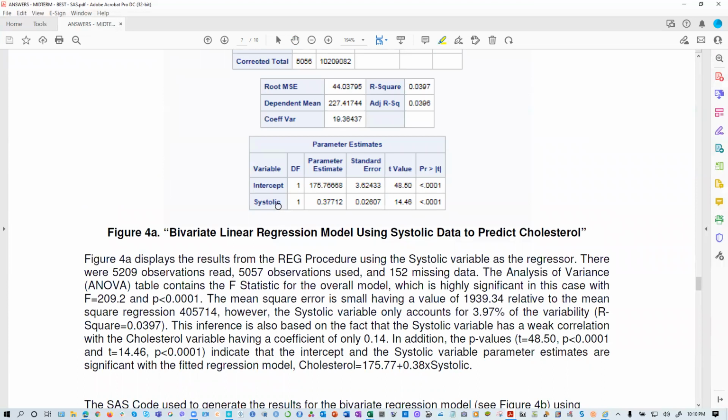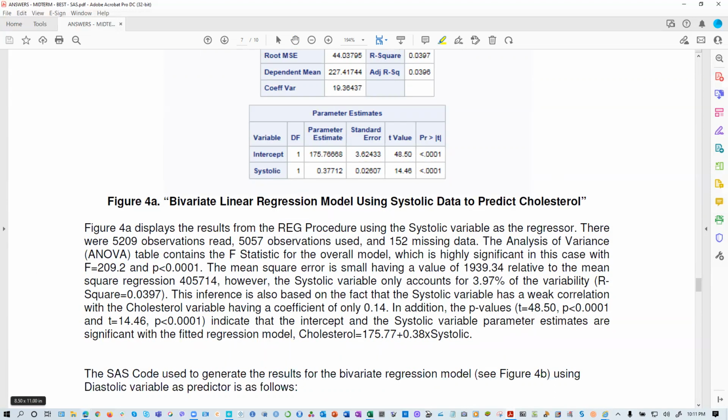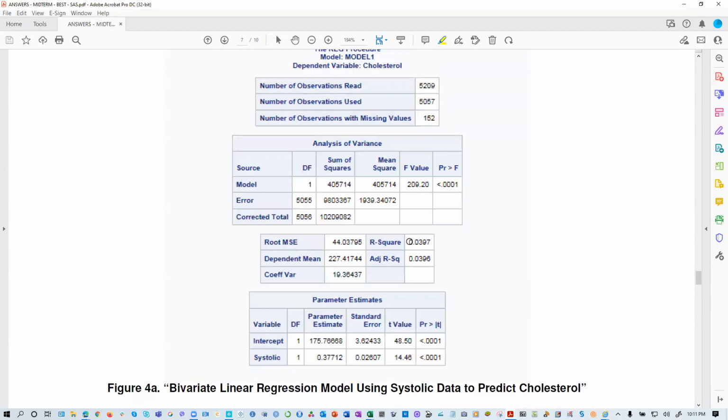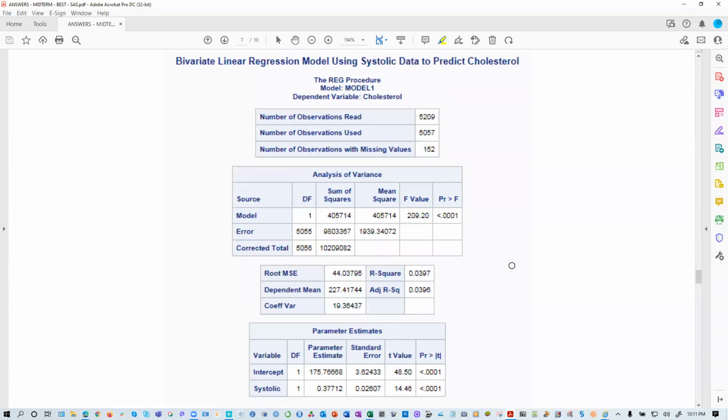We say the intercept and the systolic variable parameter estimates are significant. Because of that, the fitted model is cholesterol hat equals this value plus this value times systolic. You can write some kind of description like that, indicating everything you see, based on these ones, everything that you see from here.